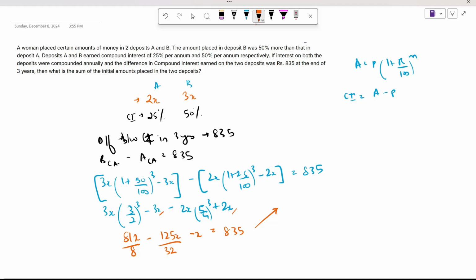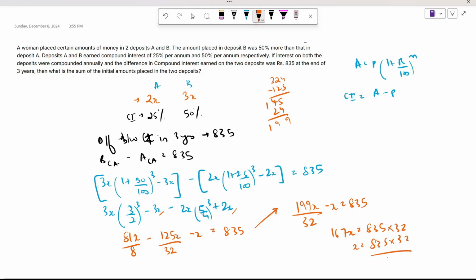We will calculate the LCM. 81 into 4 would be 8 fours are 32, 324. 324 minus 125, so this comes out to be 199. So 199x upon 32 minus x is equal to 835, or 199 minus 32, that is 167x upon 32 is equal to 835. So x comes out to be 835 into 32 upon 167.